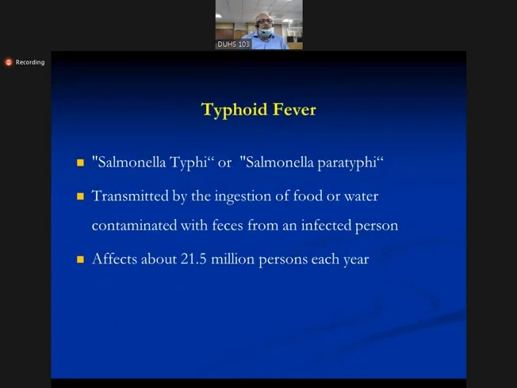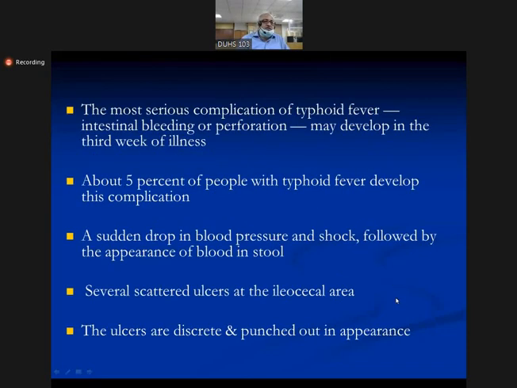Then another cause is typhoid fever. Salmonella typhi and paratyphi may also cause watery diarrhea, and it affects about 21.5 million persons each year, so it's a fairly common cause of inflammatory bowel disease, and it has some very serious complications like perforation and bleeding. Okay. So this is another cause of inflammatory bowel disease.